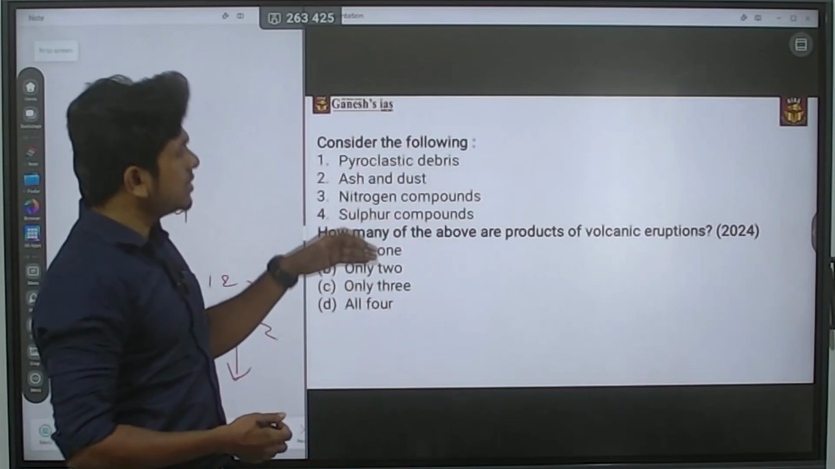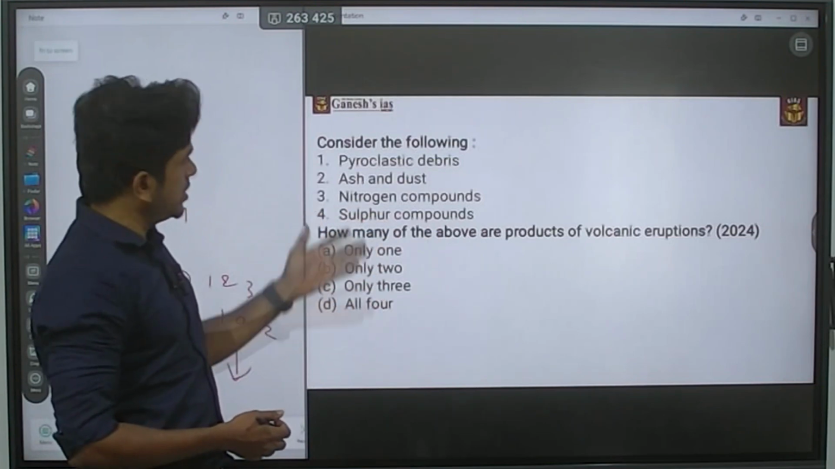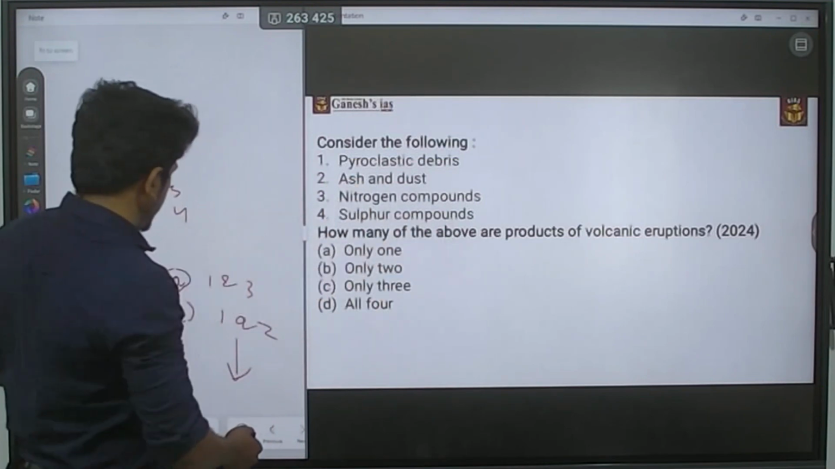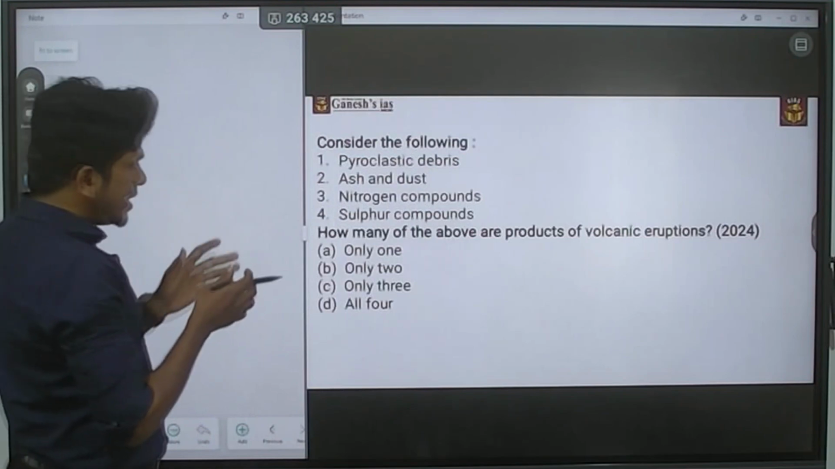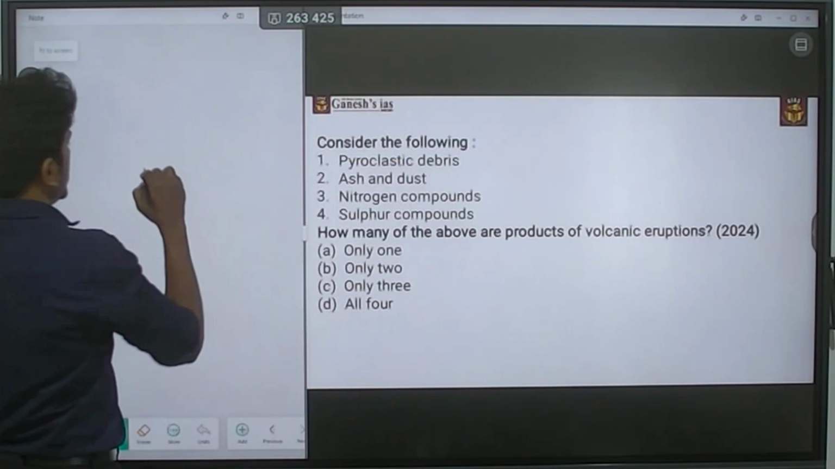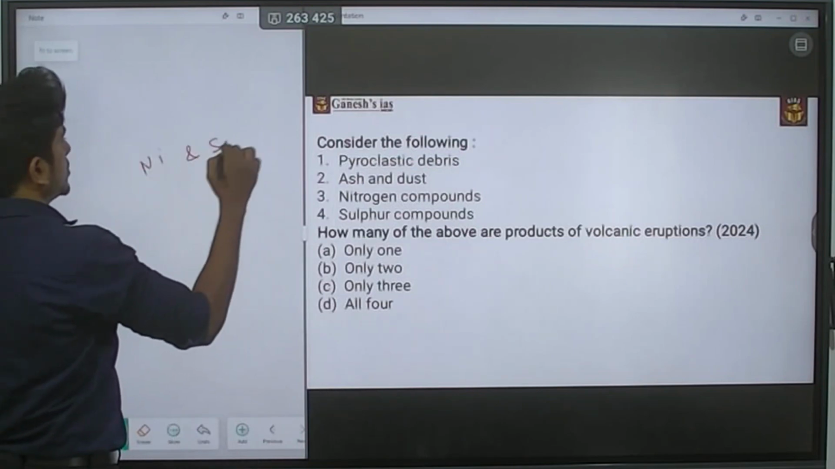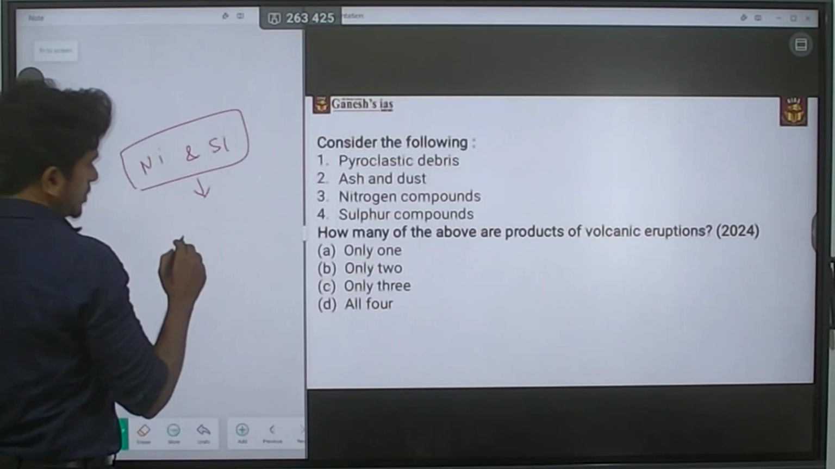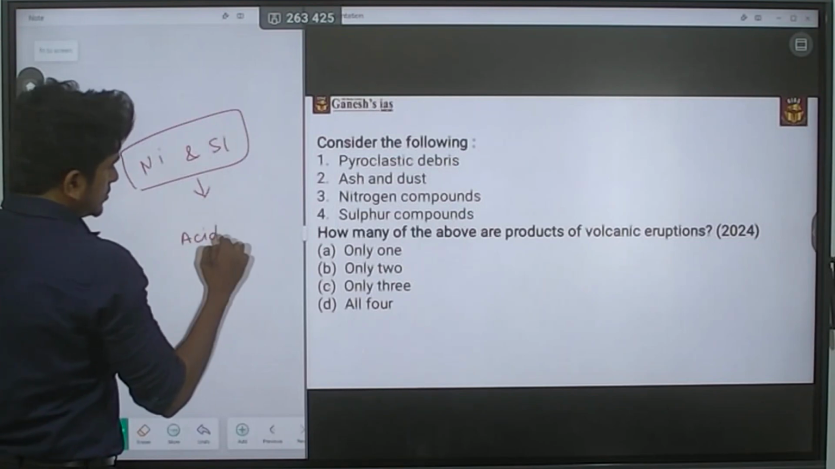But based on the understanding part, it is one of the easiest questions. Everything will be emitted from the volcanic eruption. That is the simple thing. And also, based on this, you can go for a prediction, like the nitrogen component and the sulfur component. These two things are connected to acid rain.